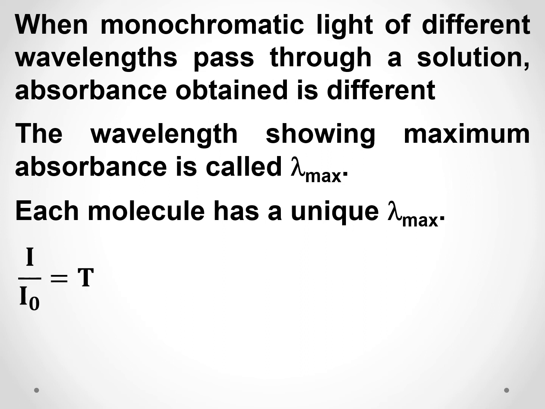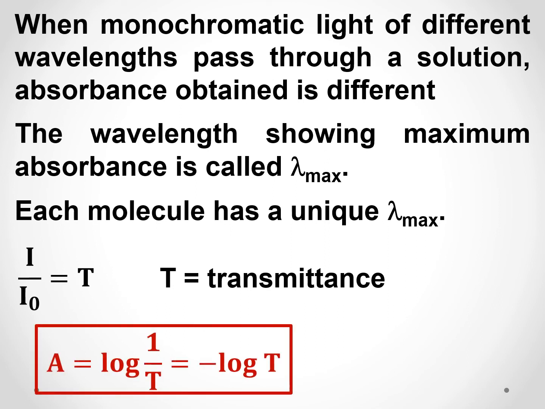Now this term I by I0 is called T. We have seen log I0 by I is equal to A, isn't it? In that, I by I0 can be written as T, where T is called the transmittance. Transmittance is the opposite of absorbance. Substituting that in the equation for absorbance, you get A is equal to log 1 by T, or A is equal to minus log T. This is a very important expression.